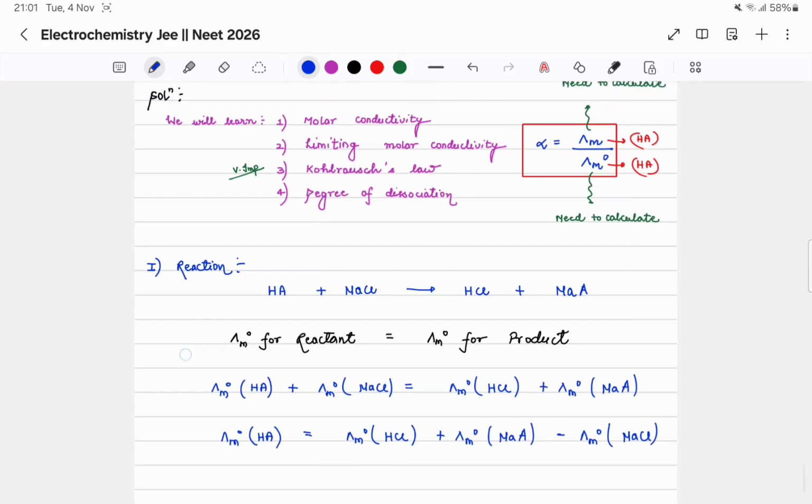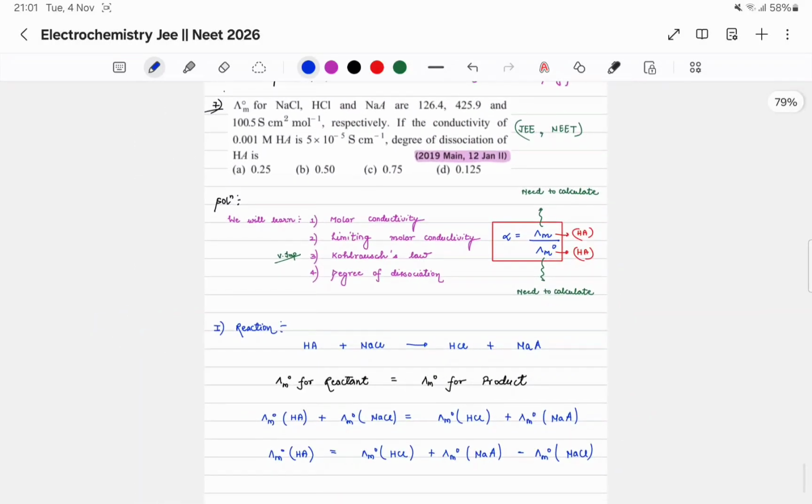So let's check the question. The examiner has properly given λm° for NaCl, so we know this value. The examiner also gave λm° for HCl, yes, we also know this. And the examiner also gave NaA, sodium with some anion. So all these three values we know. So just put the values and get the answer.